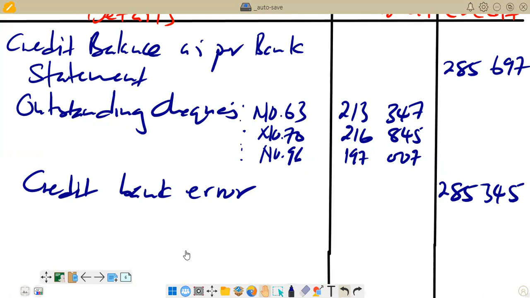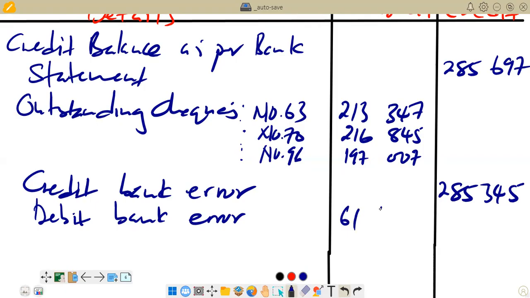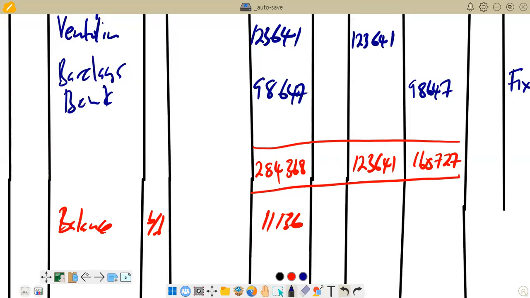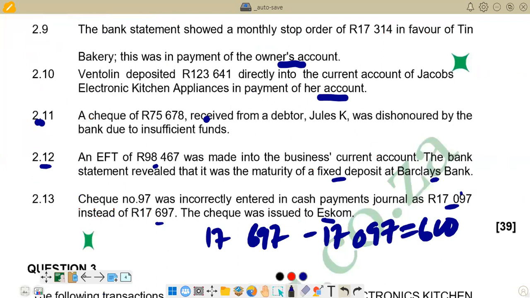So we are going to the debit side, and we are saying debit bank error again. This one is now a debit. We are correcting by debiting. So it's debit bank error. And the amount that we have there is 61,285. Then we can go and see if you still have another one that is affecting the bank reconciliation.